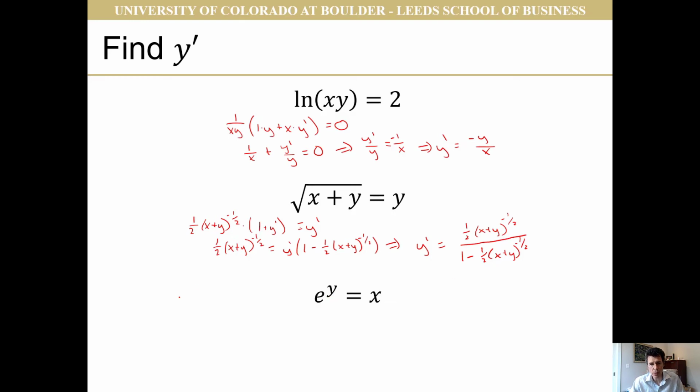All right, e to the y equals x. Well, that's e to the y times y prime equals 1. y prime equals 1 divided by e to the y, equals 1 over x. Remember, e to the y equals x. Which, again, is the same trick we did before. If we took the natural log of both sides, we would get y equals ln of x, which means y prime equals 1 over x. So we get the same answer.